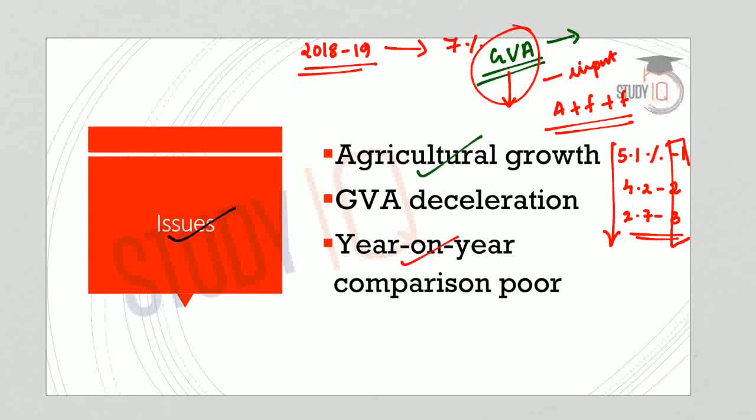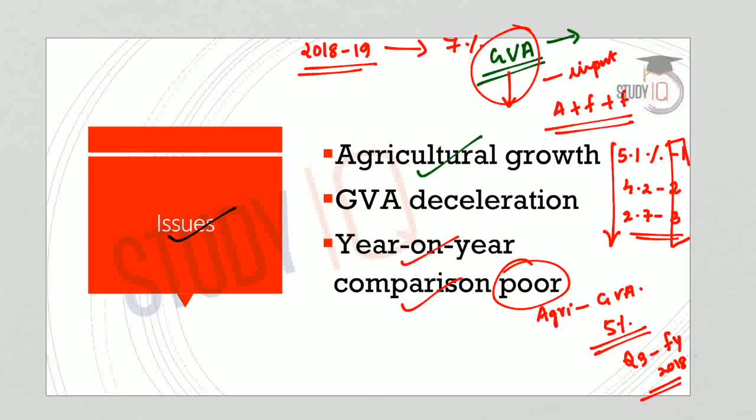Even the year-on-year comparison shows agriculture GVA increased only by 5%. This is in quarter 3 of financial year 2018. So this is also a very poor performance of the agricultural sector.